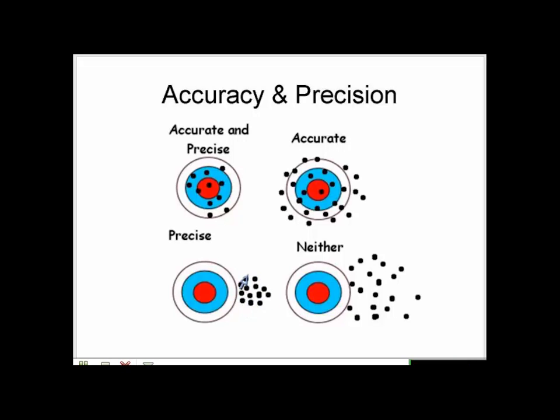This fella here is an excellent marksman, but his sights are out, so all of his shots are just off to one side. And this fella here, well, he shouldn't be on the rifle range, really. He's a disaster. He's not accurate or precise.